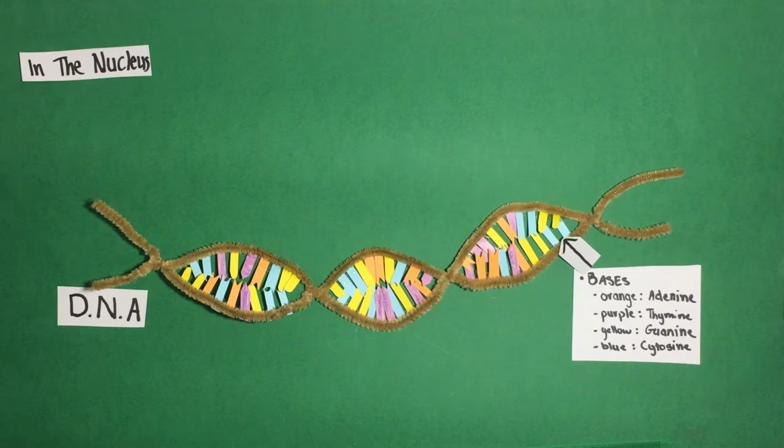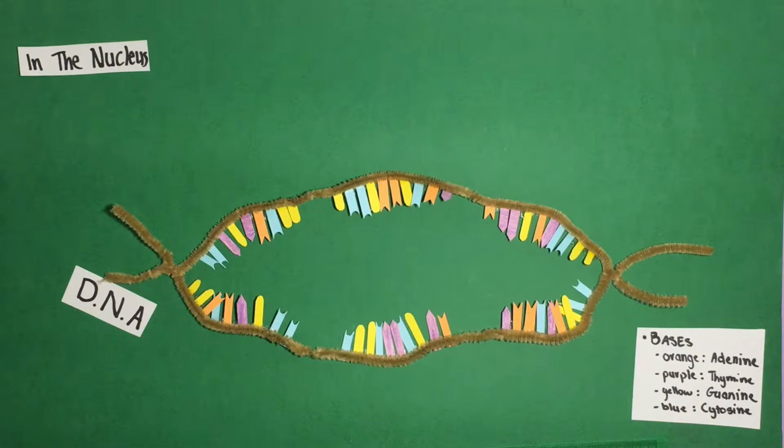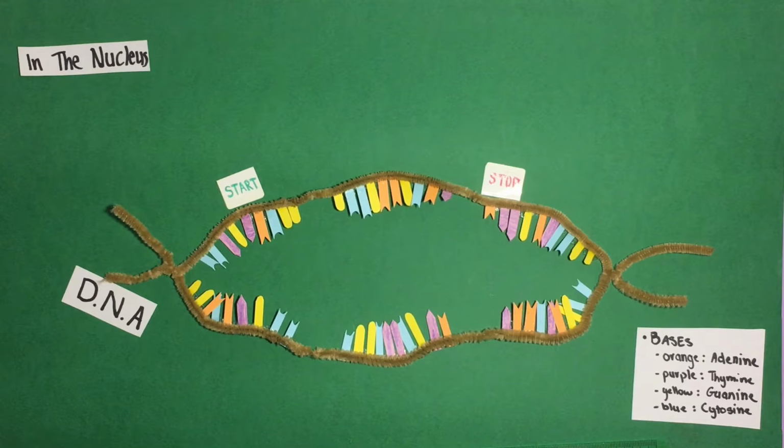To begin polypeptide synthesis, the enzyme helicase unwinds and unzips a portion of the 2 strands of DNA. One of these strands will be used as a template for DNA replication. This small section of DNA has a start and stop signal, used in order to recognise the code needed for a particular protein needed at the time.